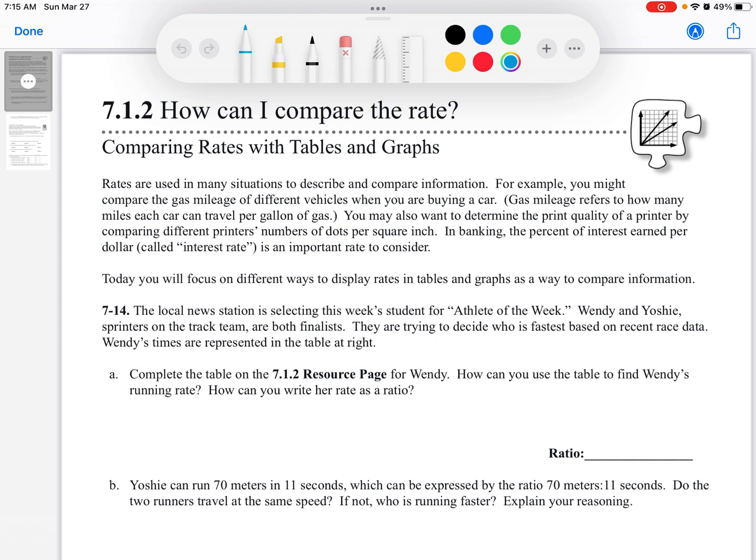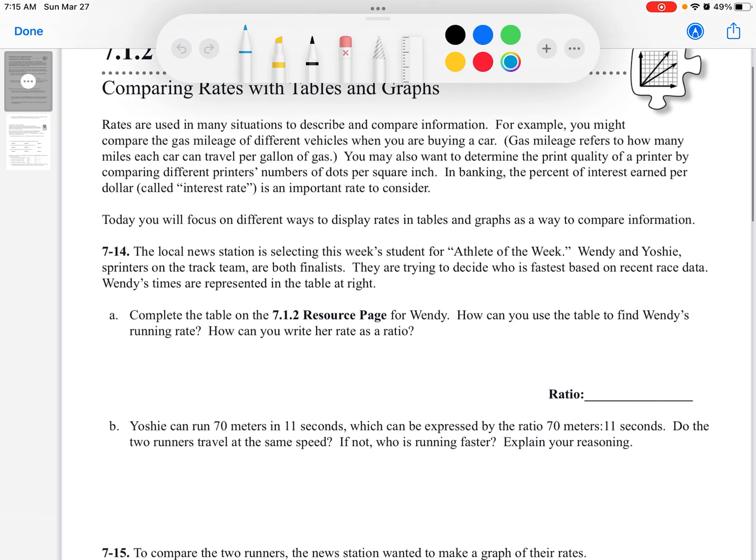So rates are used in many different situations to describe and compare information. For example, you might compare the gas mileage of different vehicles when you're buying a car. Gas mileage refers to how many miles each car can travel per gallon of gas. You may want to determine the print quality of a paper by comparing different printers' numbers of dots per square inch. In banking, the interest earned per dollar, called the interest rate, is an important rate to consider. So today we're going to focus on using these tables and graphs.